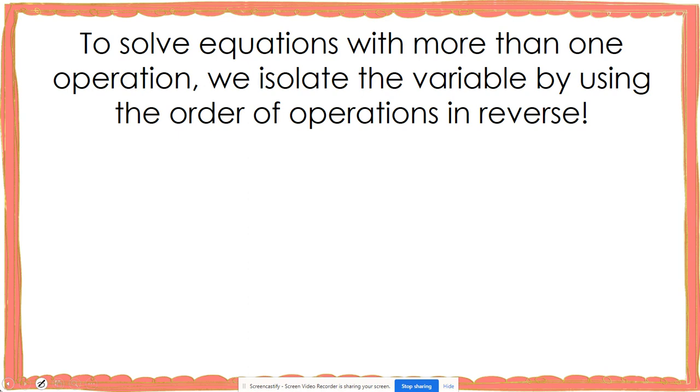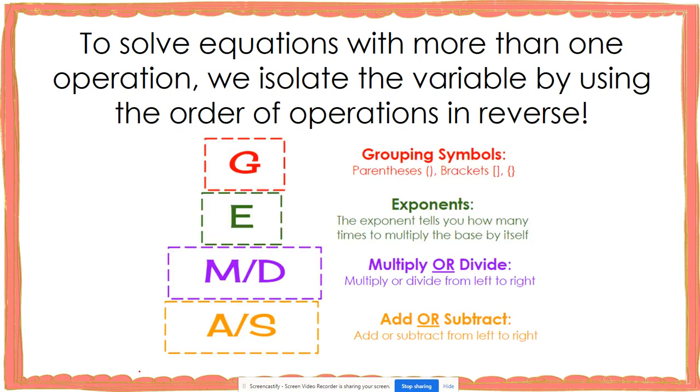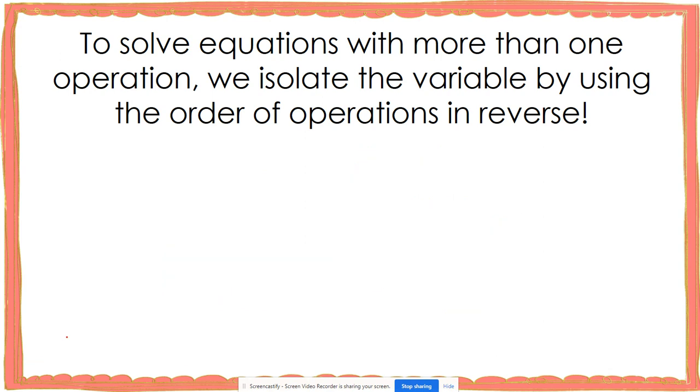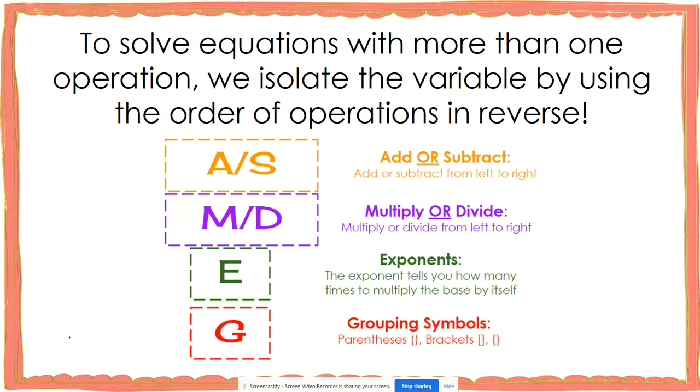We know that typically the order of operations tells us that we would use grouping symbols, then exponents, then multiplying or dividing, then adding or subtracting. But when we are solving an equation, we're actually working backwards. So instead, we're going to add or subtract first, followed by multiplying or dividing, then any exponents or grouping symbols if they exist. So let's look at an example to see what we mean.